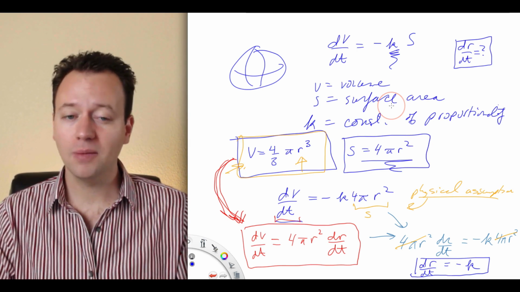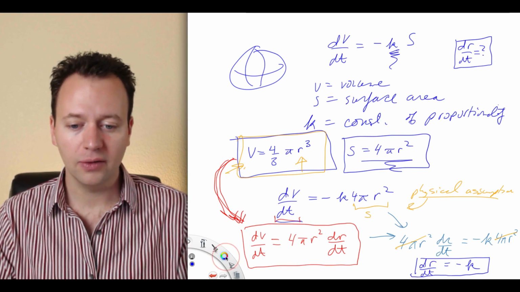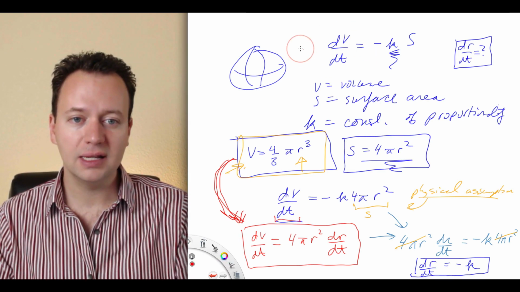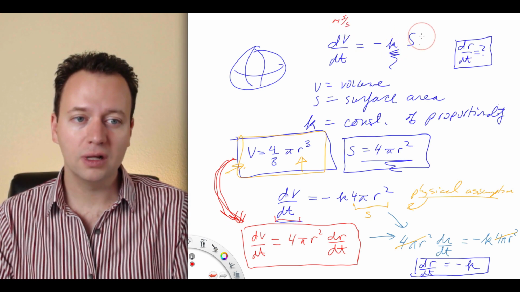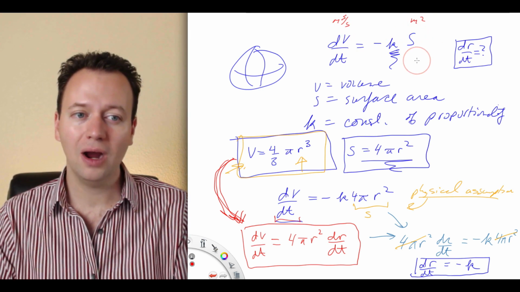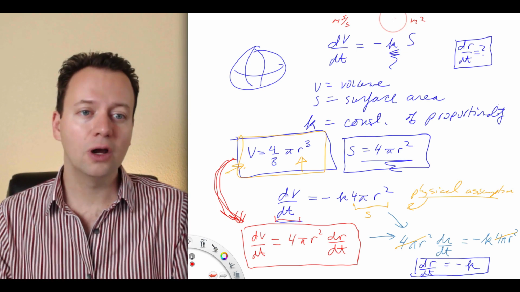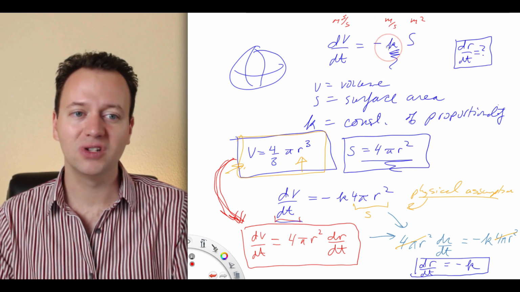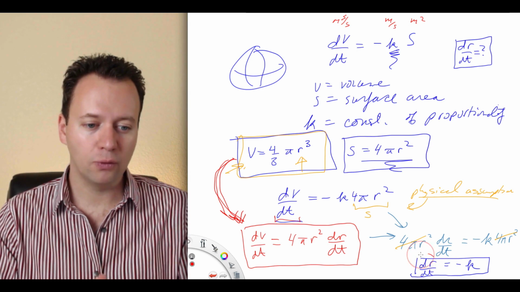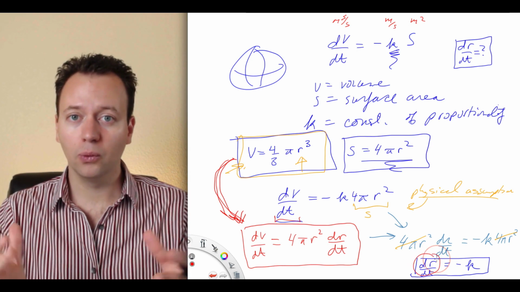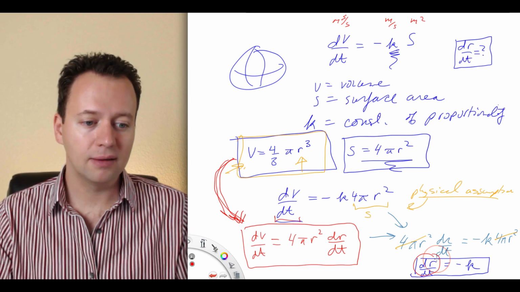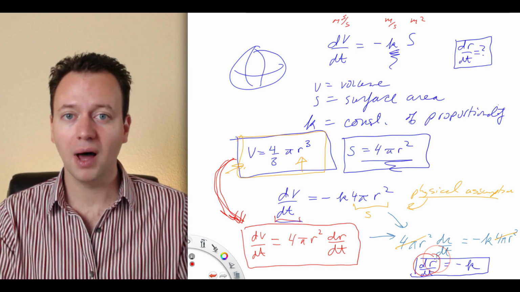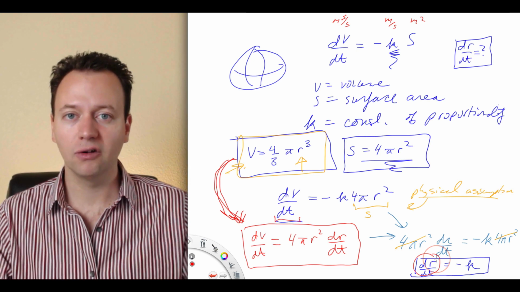The units also make sense, so a quick reality check on this. The units of dV dt are going to be meters cubed per second. The units of S are going to be meters squared because it's surface area. So therefore the units of k must be meters per second, which jive with dr dt, right? Rate of change of length per unit time. So that checks out, and the answer is that dr dt is just equal to minus k, where k was that constant of proportionality.